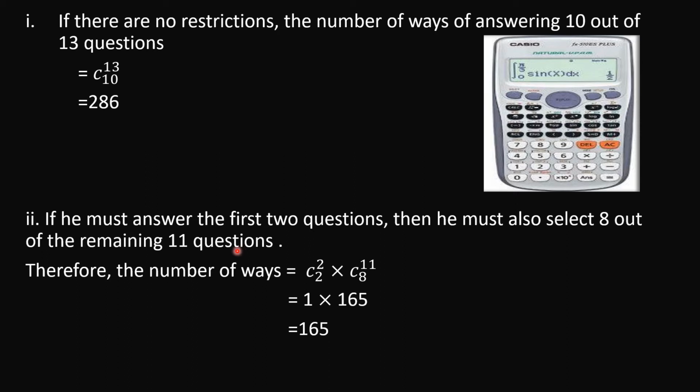So we first select what? The ways of selecting the 2 compulsory questions. That is 2 combination 2. It's already there. So we must select the first 2 questions. It's compulsory. So 2 combination 2. We select all of them. Now we have 8 more questions to select out of 11. So we select 8 out of 11 questions. That is 11 combination 8. Now we know how to use the calculator. You just use your calculator, you do your multiplication, and then we got what? 165. So the compulsory 2, then the 8 out of the 11, which is what? Left behind.